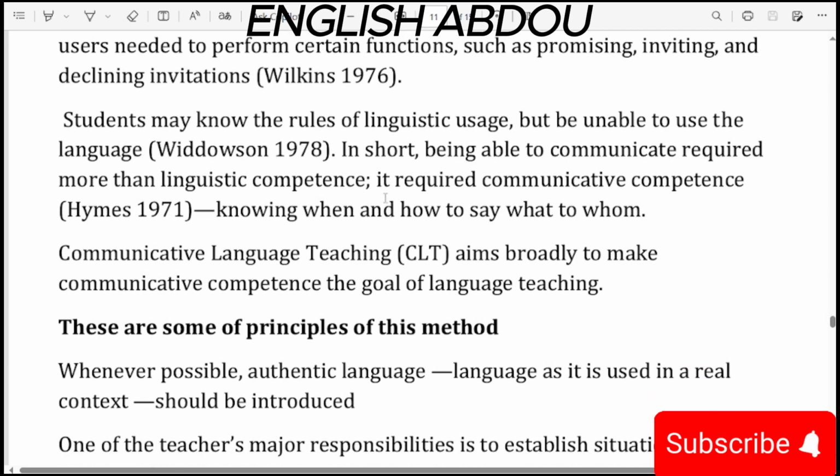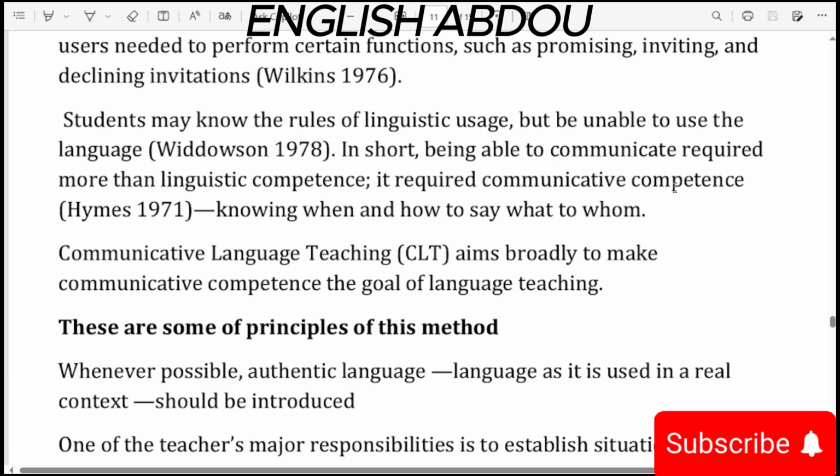In short, being able to communicate required more than linguistic competence, it required communicative competence. So students should have communication skills in order to perform outside the class, because the aim of learning the target language is to use it in situations where you are asking for permission, asking for help, or making requests, etc. Because this is our aim when we want to learn a language.